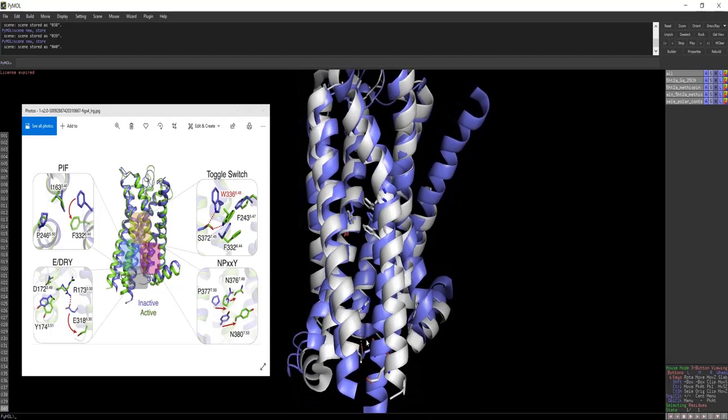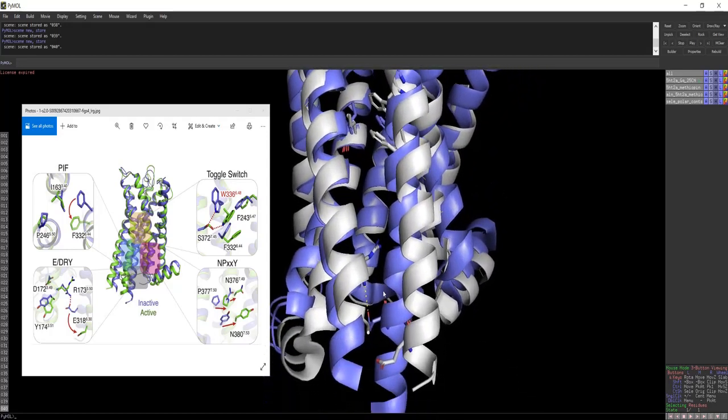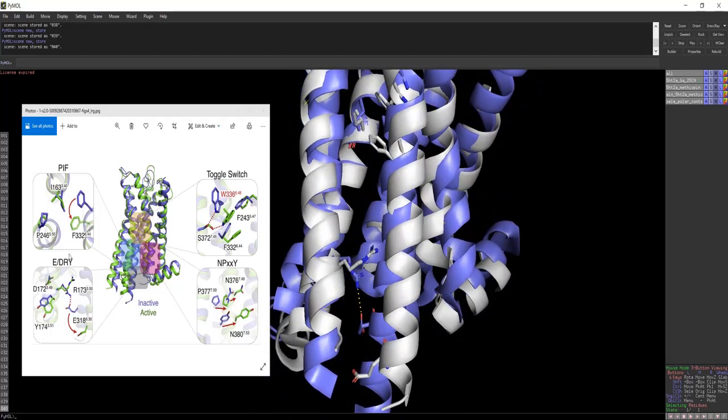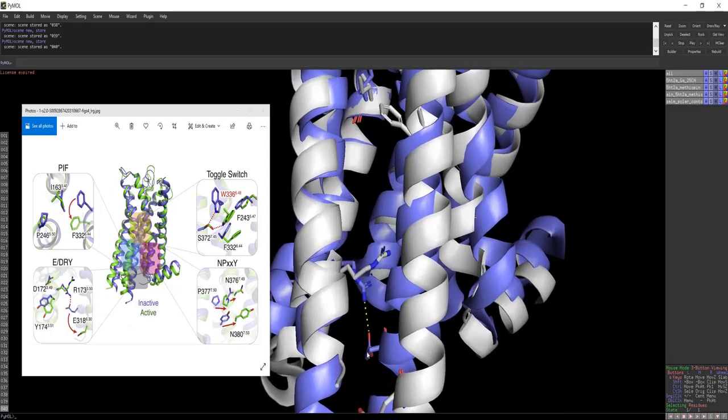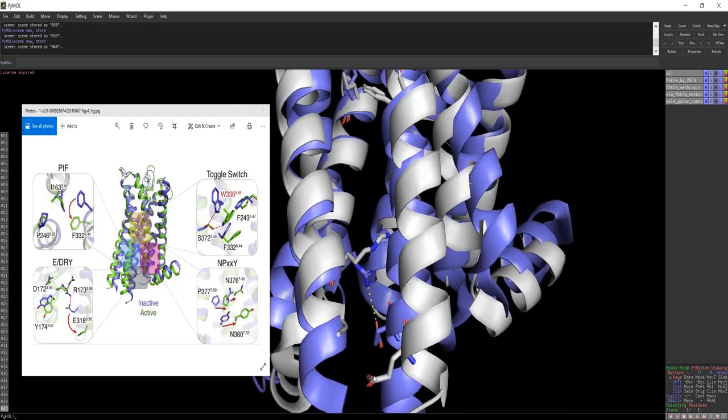which results in a disruption of the ionic lock, which is between the arginine in the DRY motif, 173, and the glutamic acid, 318. You can see that here in PyMOL as well. Once the helix shifts to the right, this arginine is shifted upwards, and the glutamic acid now shifts downwards to interact with the G protein.